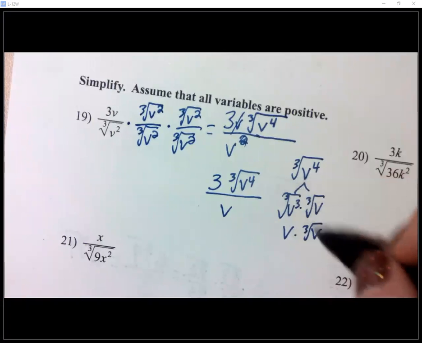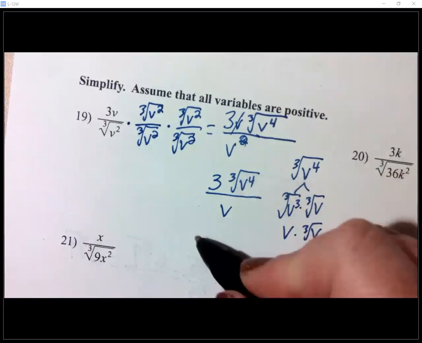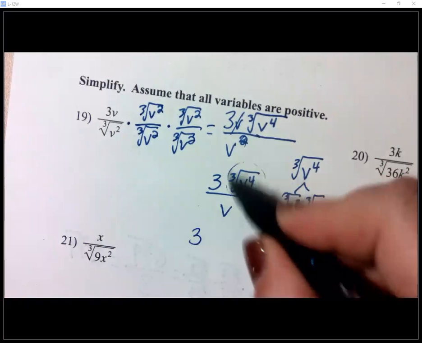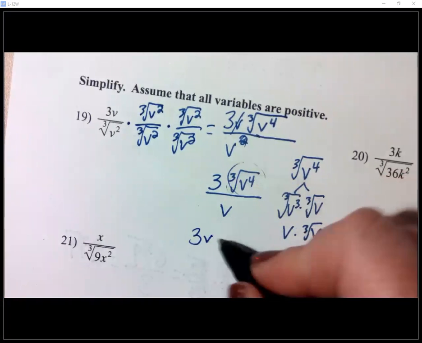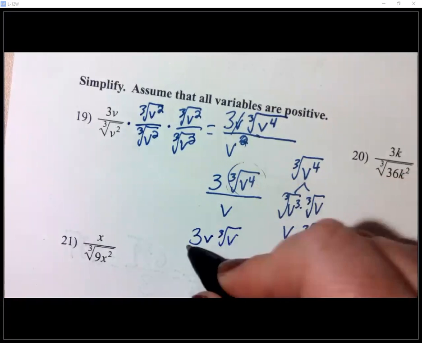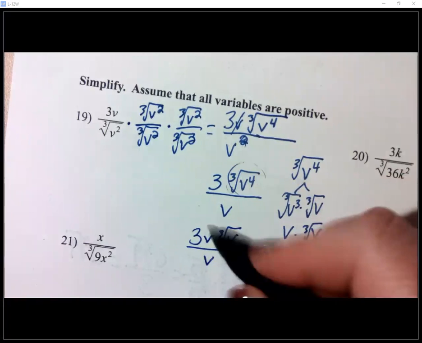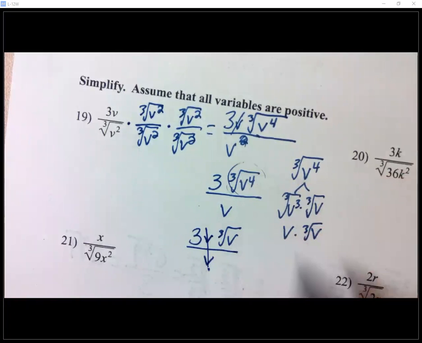Yeah, so now I have 3. This thing just simplified to be this: v cube root of v all over v, and I can cancel these v's out because they're both not in the house. So my final answer is just 3 cube root of v.